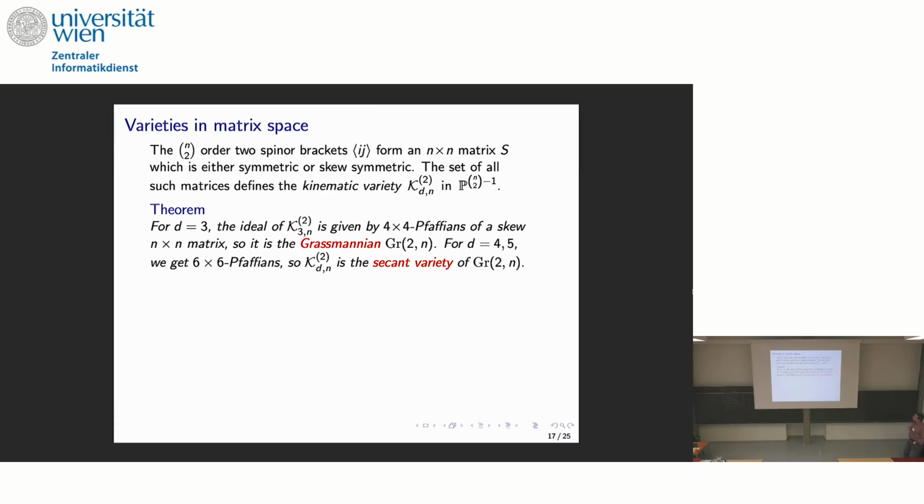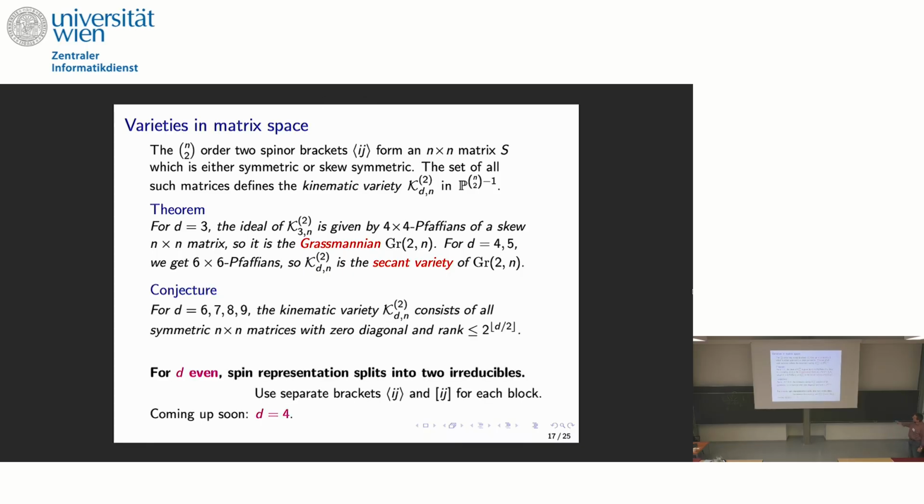So if we just look at the order 2 brackets, there's a theorem. For d equals 3, for example, I'm going to write K2dn, the kinematic variety of algebraic relations among the order 2 spinor brackets for n massless particles satisfying momentum conservation in a d-dimensional space. And some familiar words like Grassmannians and secant varieties fully describe the situation for flatlanders. Now, if you're not a flatlander, then you get, so for flatlanders, just the Grassmannian.